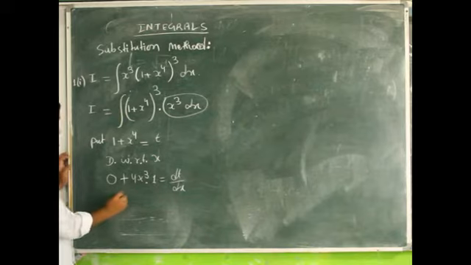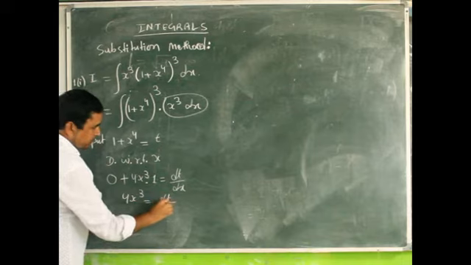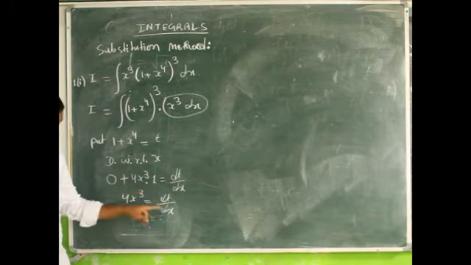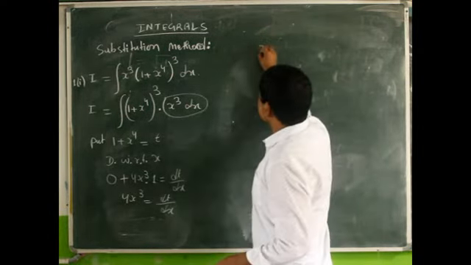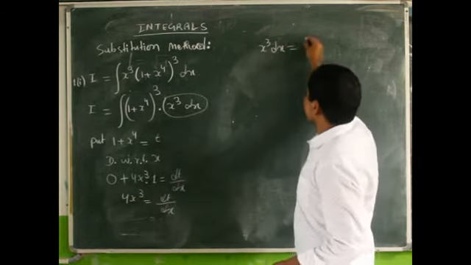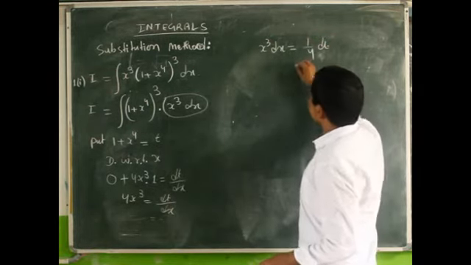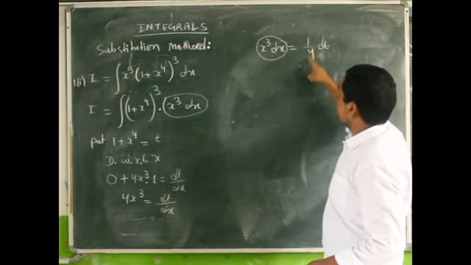Now let me write the first step. 4x cube equals dt by dx. Now what is needed is x cube dx. That means take this dx towards the left and take this 4 towards the right. So x cube dx equals, taking the 4 towards the right, 1 over 4, and what is left after taking dx is dt. Now we got the value of the answer part: 1 over 4 dt.